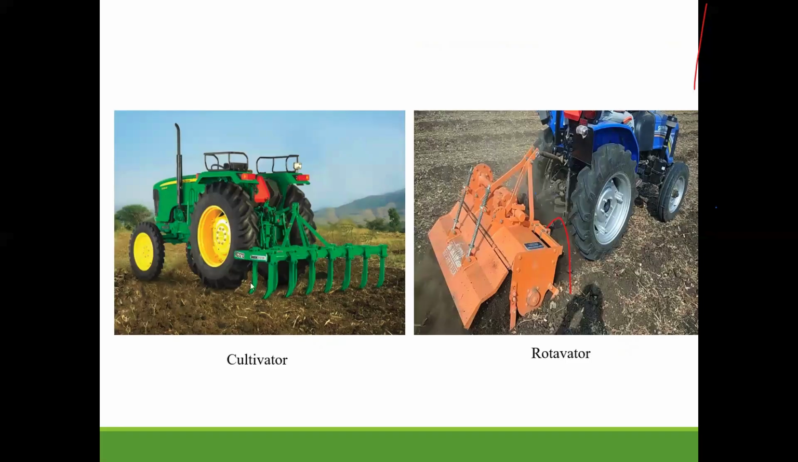The third one is the cultivator. The cultivator is used first to remove the weeds, and also it will loosen the soil mass. Then the fourth one is the rotavator. Rotavator, what will it do? It will pulverize the soil. Once after plowing, we will have big clods. So those big clods will be refined, or broken down into small soil particles, which can be done by means of the rotavator.